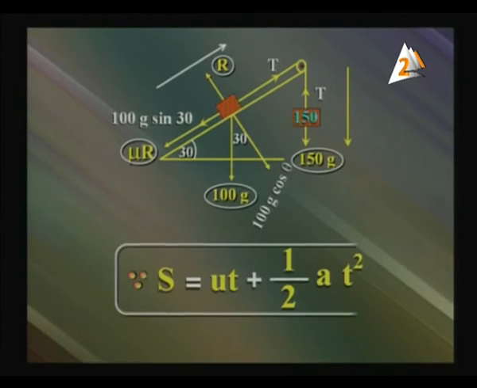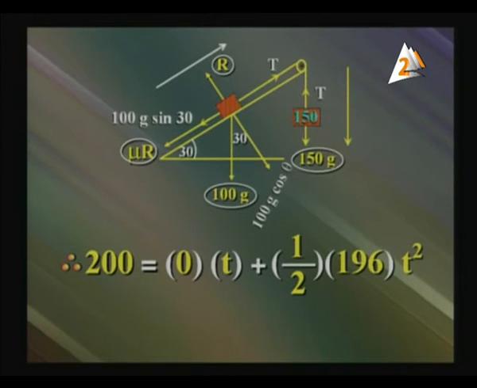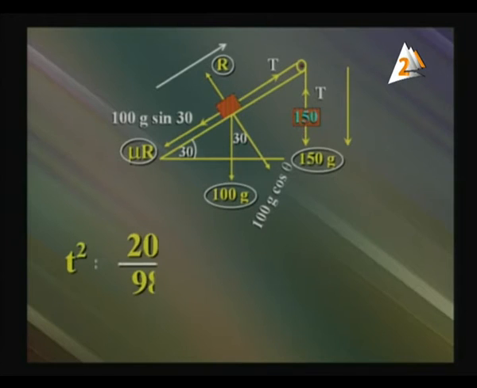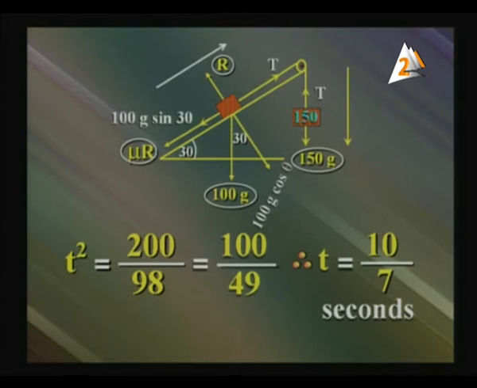So, since S equals ut plus half at square, by substituting we get 200 equals 0 times t plus half times 196 times t square, and we get the value of t square equals 200 divided by 98, or 100 divided by 49. Now, the time which passes before the first body moves 100 meters, t equals 10 over 7 seconds.